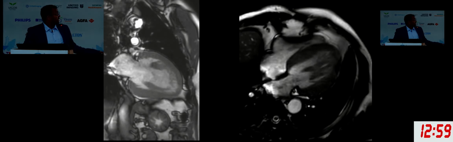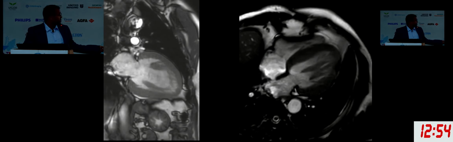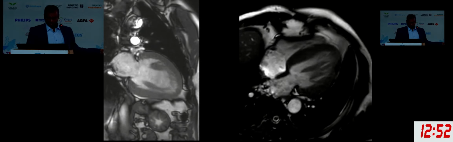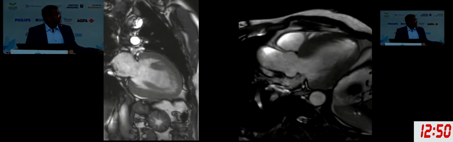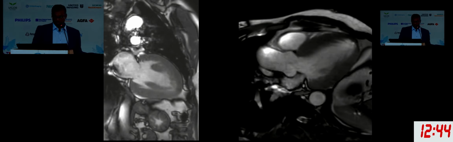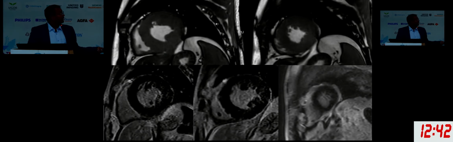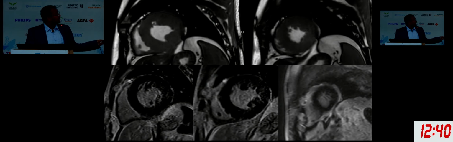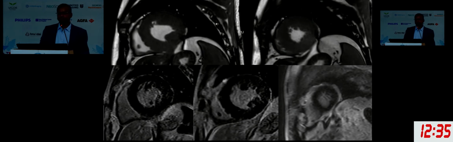We see concentric LV hypertrophy. There is no cavity obstruction in here. LVOT is nice and open. There is no SAM. And you can see the cavity across here is also not obliterated. Short axis, concentric LV hypertrophy, no LGE. How many of you think this is HCM?